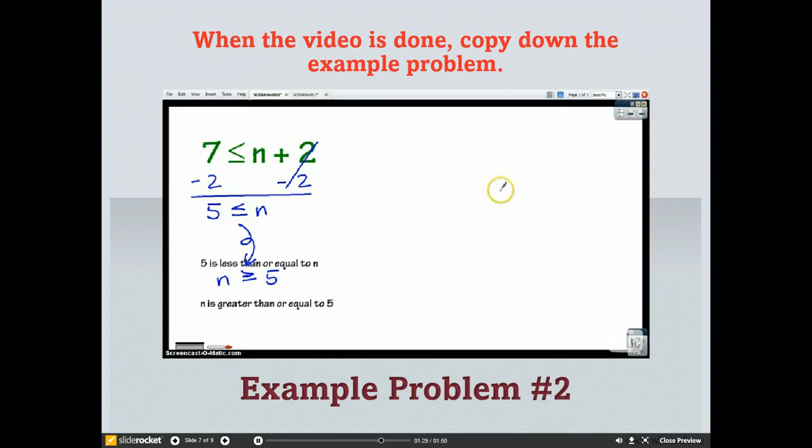Which I can now make more sense of. So when I go to my graph, to actually graph it on a number line, I can say n is greater than 5, which is going to be all the numbers over here, or equal to 5. So that means n is equal to 5 means a closed dot, and then anything greater than that would be an arrow to the right.